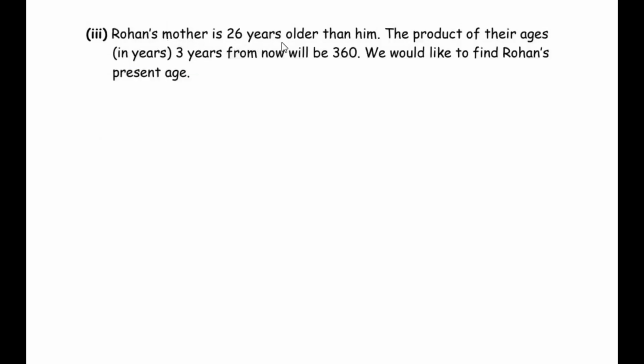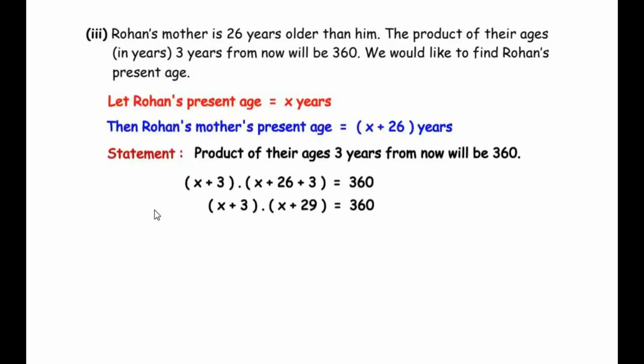Rohan's mother is 26 years older than him. The product of their ages in years 3 years from now will be 360. We would like to find Rohan's present age. So let us consider Rohan's age as x years. So here we have written let Rohan's present age be equal to x years. Then Rohan's mother's present age will be 26 years older than him, which means you have to add 26 years to Rohan's age. So here we have written Rohan's mother's present age will be x plus 26 years.